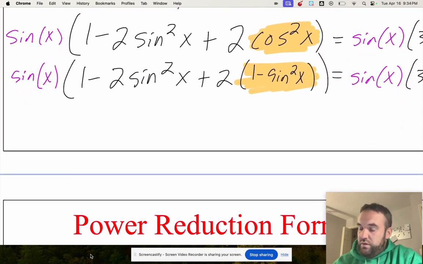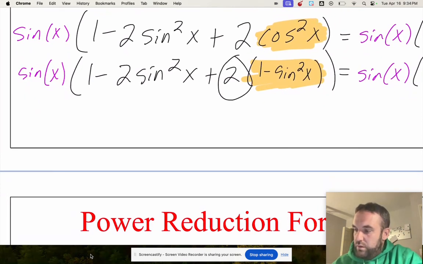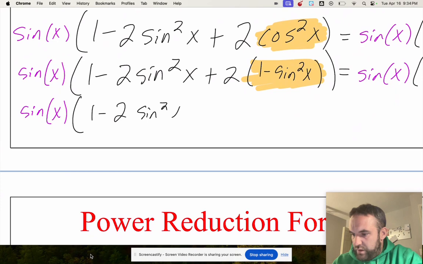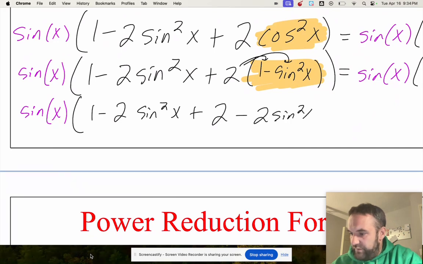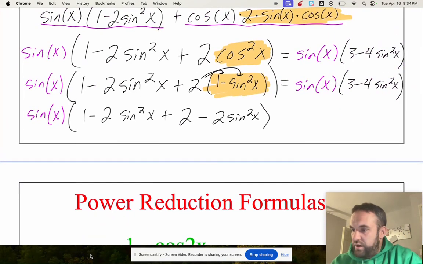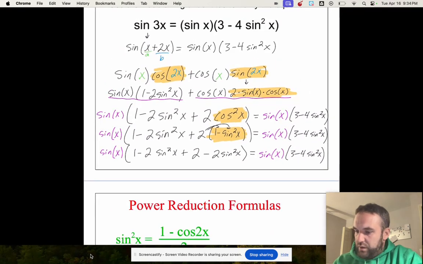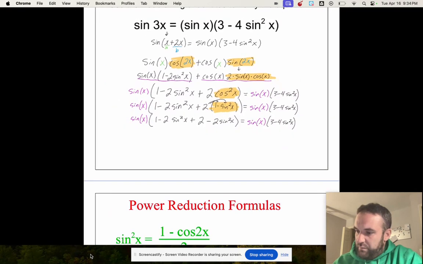Now, if I distribute this 2 through, I will have sine x out front, and again I'm going to use technology. I have 1 minus 2 sine squared of x plus, and then if I distribute this 2, I have 2 minus 2 sine squared of x. And I'm trying to verify that that is equal to this quantity on the right side. And at this point, I'm going to go ahead and shrink all of this because we are basically done.